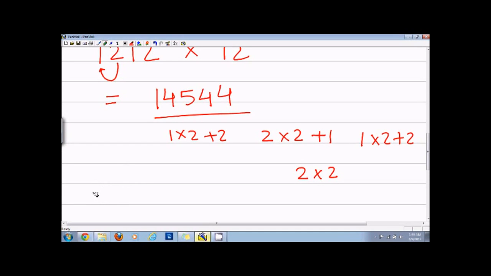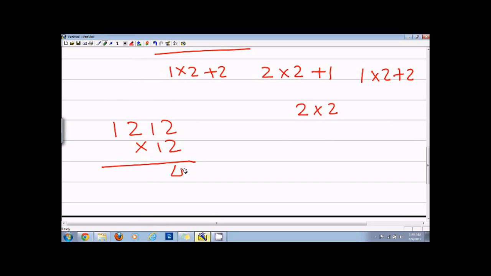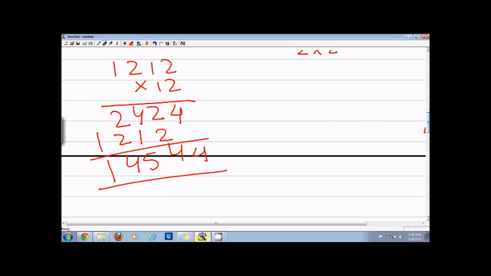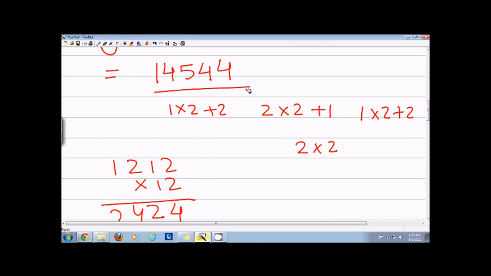I'll say 12121 into 12, and that will be equal to 24242, and then 12121. So the addition is 145452. So 14544, and that is what I think I got my answer to. So 14544, so that is the answer.